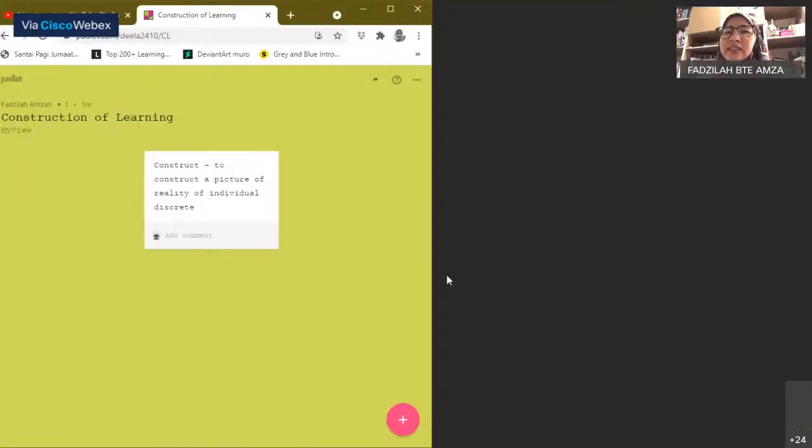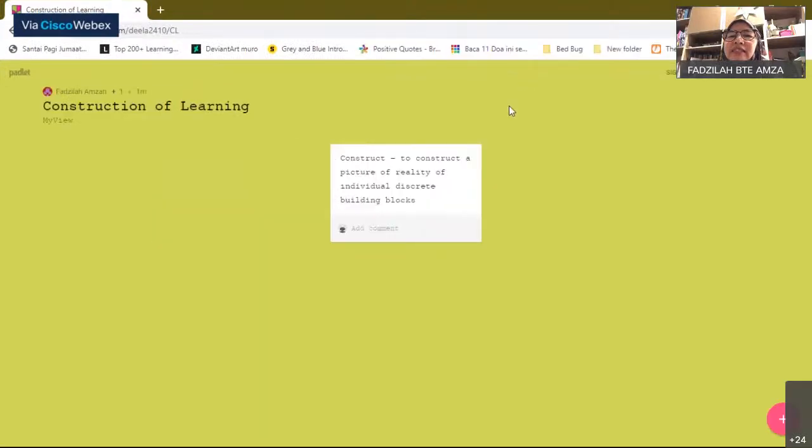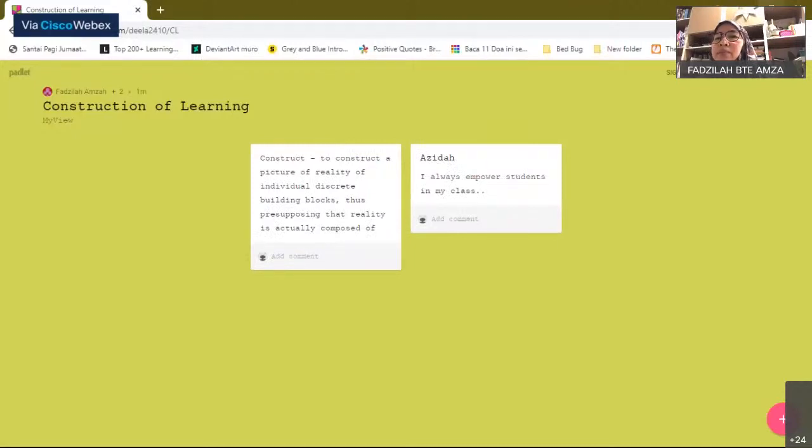Boleh Wani? Alright. Construct. To construct and feature of reality of individual discrete building blocks. That's presupposing. Okay. I would like to see views from other people also. What can you say? Anything to do with constructivist? How do you feel is the best approach for students to construct meaning? I always empower students in my class. The word empower, we can also ask other people what they understand about empower. Dr. Azida. Who else would I like to hear, please, class?